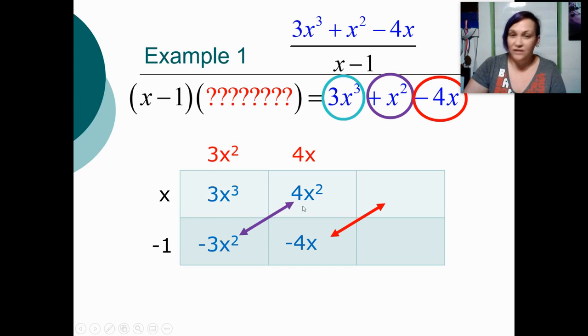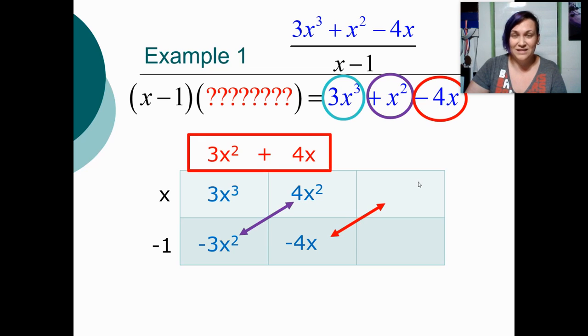If I pull everything out of this box, it will turn into this blue number up here, which means that this divided by the x minus 1 makes this top thing. I'm going to throw a plus sign in there, and this is my final answer, 3x squared plus 4x. Okay? So again, instead of doing long division, today we're going to think of this as reverse multiplication. X minus 1 times what makes the blue numbers?